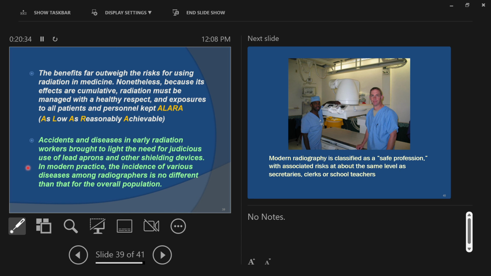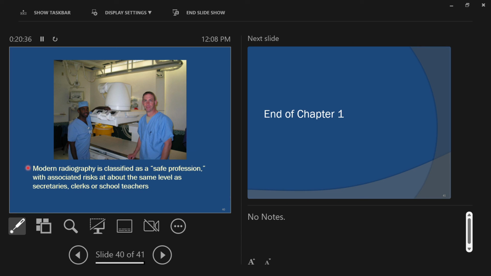Said in other ways, modern radiography is safe. Okay, it's a safe profession with the associated risks about the same level as secretaries, clerks, or school teachers. We have no increased risk above the average person, okay, as long as we do things in the safe way, right? Use it with a healthy understanding that we can misuse it, right?